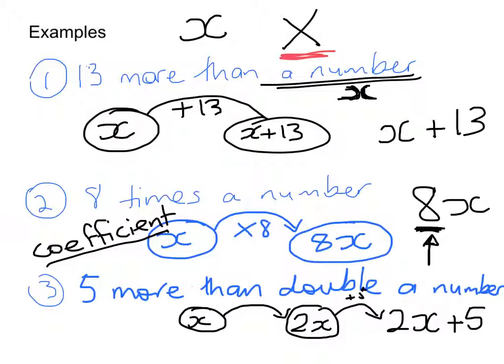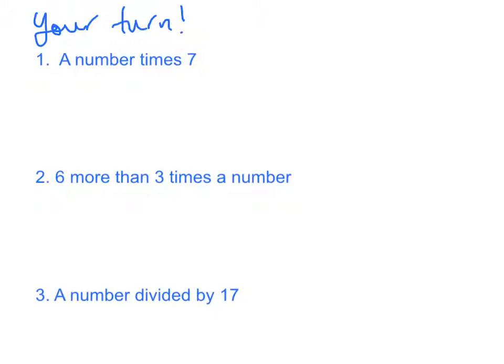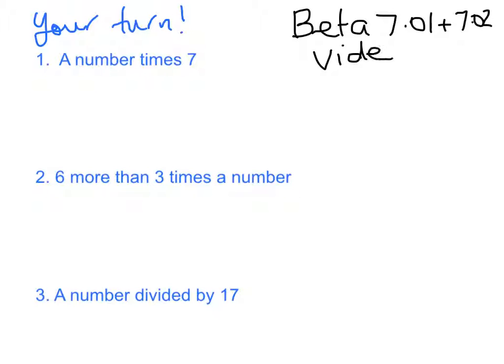Right, on the next slide there are some for you to do. Okay, your turn to try these. Pause the video now and do these in your maths book. Head it up, beta 701 and 702 video. So something like this, beta 701 and 702 video, or YouTube, or something like that, so you can see where these examples came from. Okay, so pause it now and off you go.